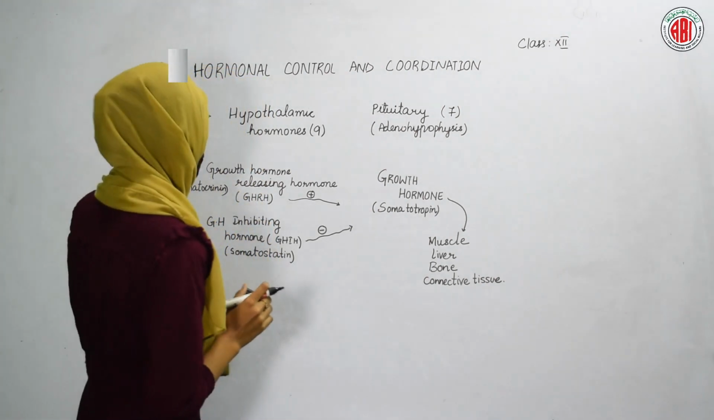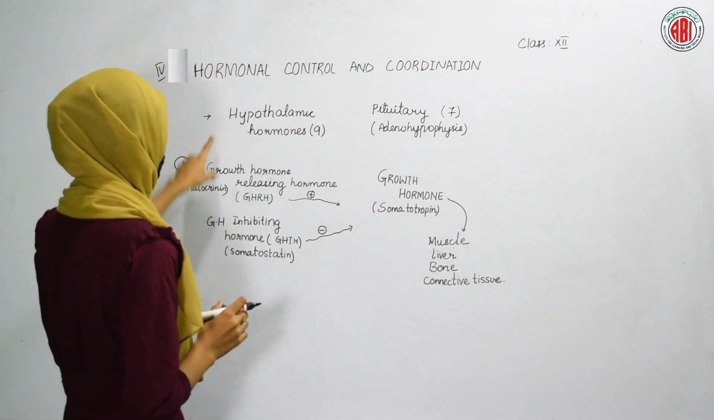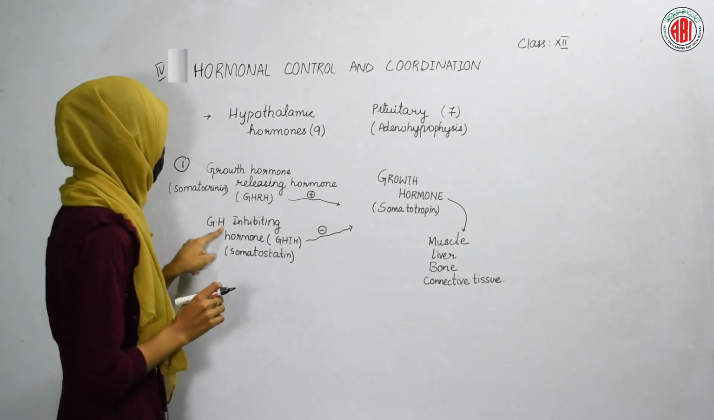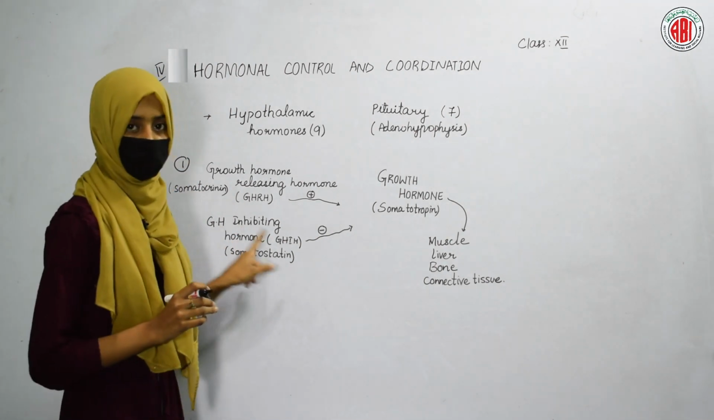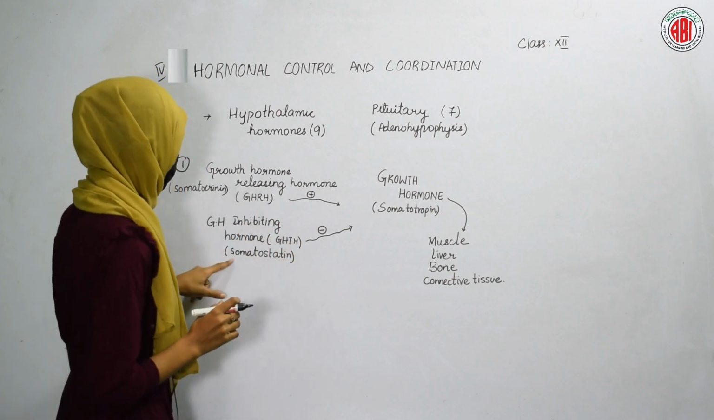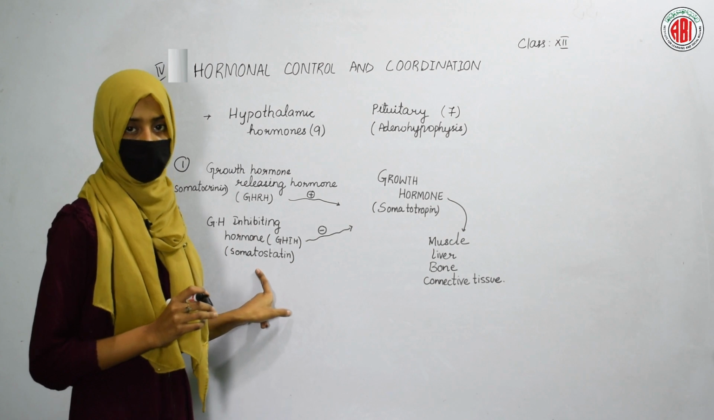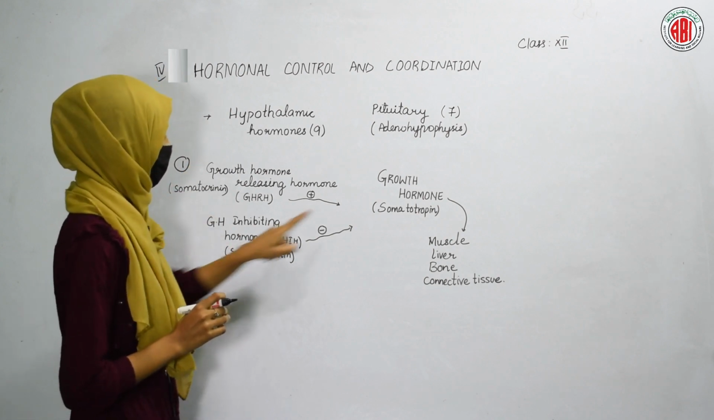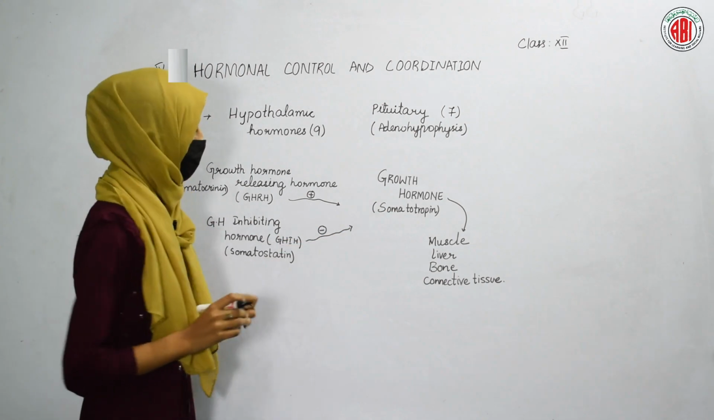So the other hormone can also be released by the hypothalamus, and we call that hormone growth hormone inhibiting hormone, GHIH, which is also named somatostatin. Okay, this is called somatocrinin, this one is somatostatin, and this one is called somatotropin.